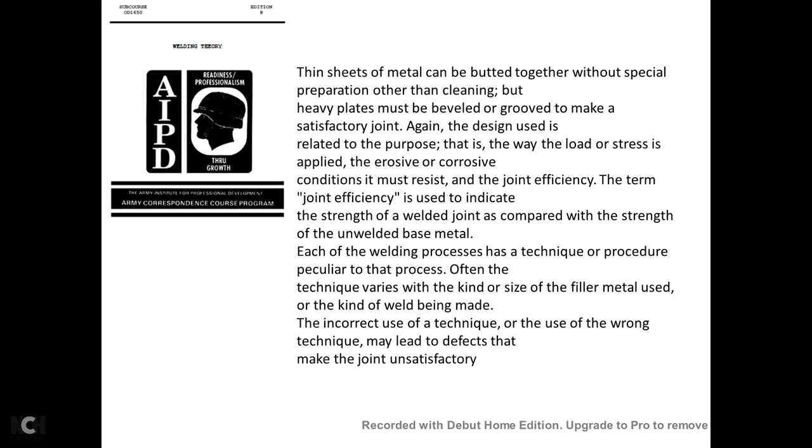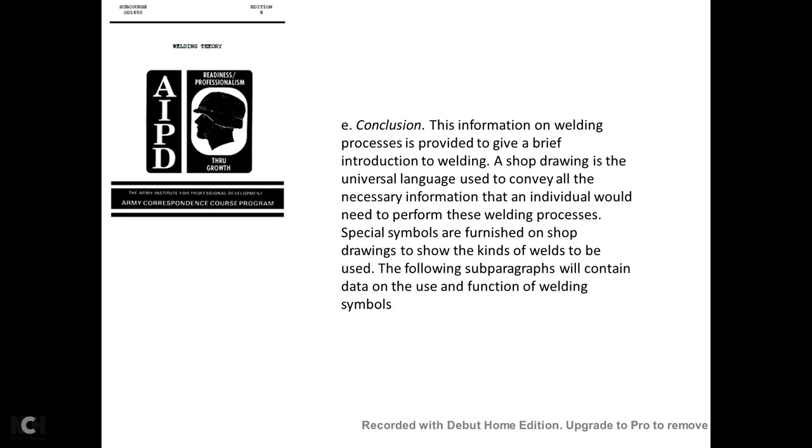Joint efficiency. The term joint efficiency is used to indicate the strength of a welded joint as compared with the strength of the unwelded base metal. Each welding process has techniques and procedures peculiar to the process. Often the technique varies with the kind and size of the filler metal used and the kind of welding being made. The use of the wrong technique may lead to defects, making the joint unsatisfactory. In conclusion, this information on the welding process provided a brief introduction to welding.